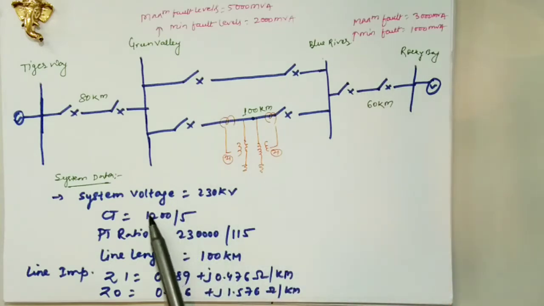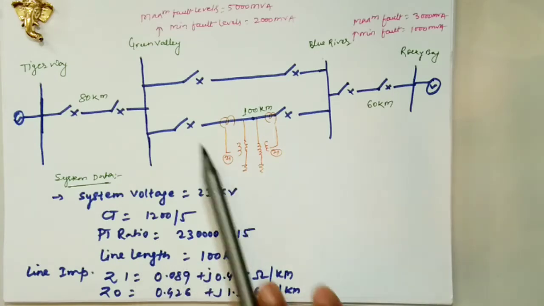We have a few parameters on which basis we will calculate. Based on the system data we will calculate. Here you can see that the system voltage is 230 kV. CT ratio is 1200 by 5. PT ratio is of course 230 kV by 115 volt. Our line length that is to be protected is 100 kilometer.